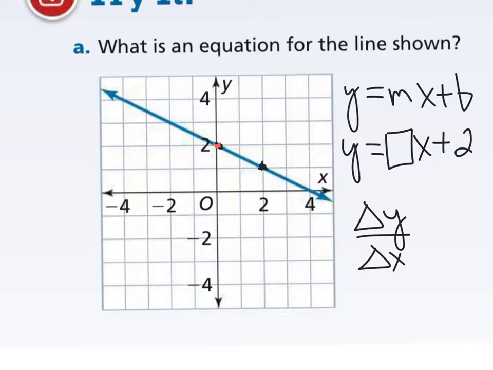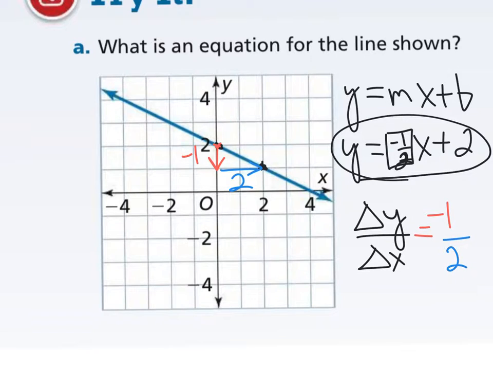So what we would need to do, we would need to go down 1, which is like a -1, is our change in y. Our x, we're going over 2. This is nice on this graph because they are just going by 1, so you can literally count the squares. Okay, down 1 over 2, so our slope would be -1/2. So that means my equation would be y = -1/2 x + 2.